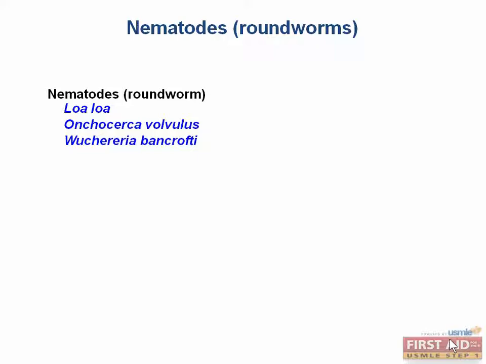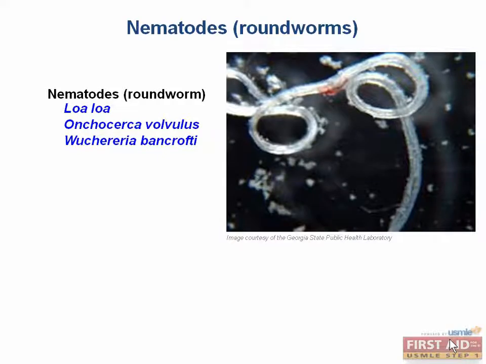Next are the nematodes causing tissue infections: Loa loa, Onchocerca, and Wuchereria bancrofti. These are probably a little bit less likely to show up on your exam, so we're not going to spend a whole lot of time talking about them, but I'll give you the key pointers for each one. The one thing you might see on your exam about Loa loa, seen here, is the fact that it can be found migrating through the conjunctiva.